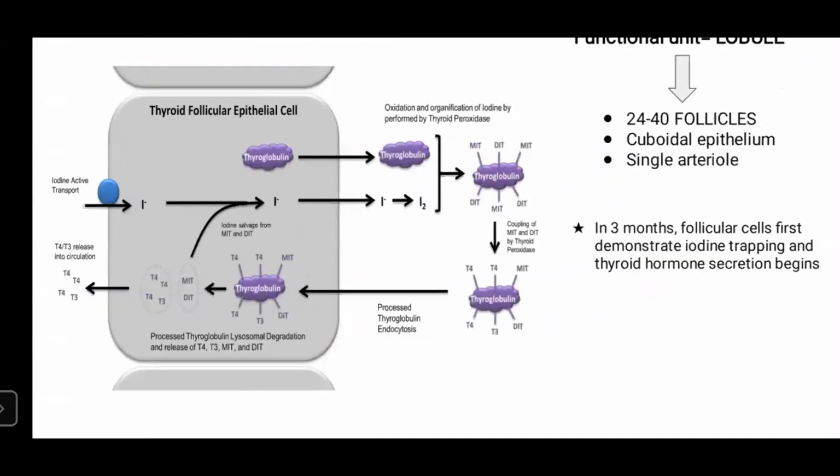Iodine is trapped by the sodium iodide transporter, which is then oxidized to iodinium ion and then combined with the tyrosine residue of the thyroglobulin. This forms the monoiodotyrosine and diiodotyrosine residues, which then combine to form T3 and T4. This is stored in the colloid of the thyroid.